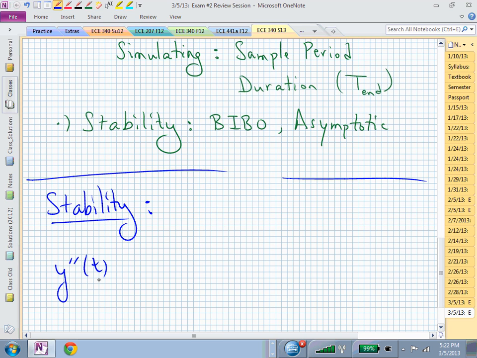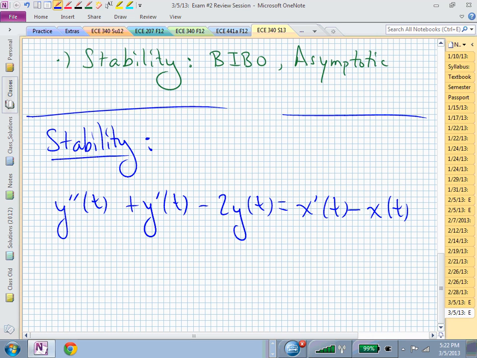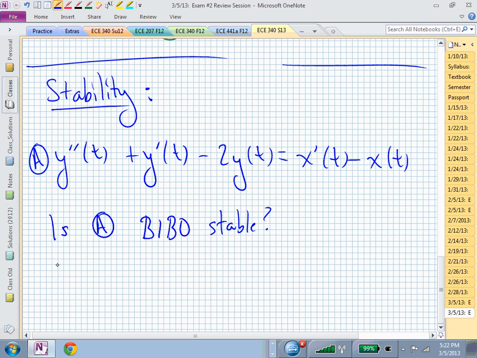Y double prime of t, which means the second derivative of y with respect to time, plus y prime of t minus 2y of t equaling x prime of t minus x of t. Now if I called that, let's say, equation A, is equation A, or the system described by that second order differential equation, BIBO stable? And is it asymptotically stable?